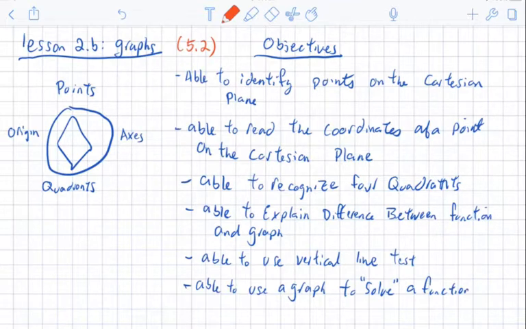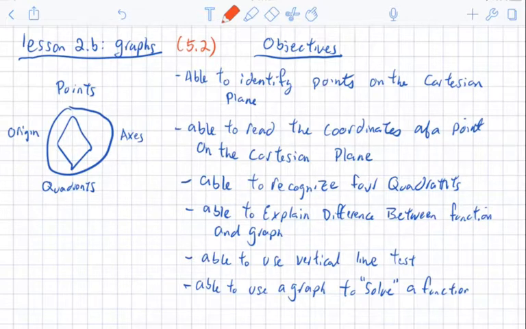All right. Hey everybody. Welcome to lesson 2B, graphs. So this one's a pretty fun one. There should be a lot of review for you, but if there isn't, pay close attention. We're going to go over the basics of graphs and then talk about the relationship to functions. So, like I said, basics.